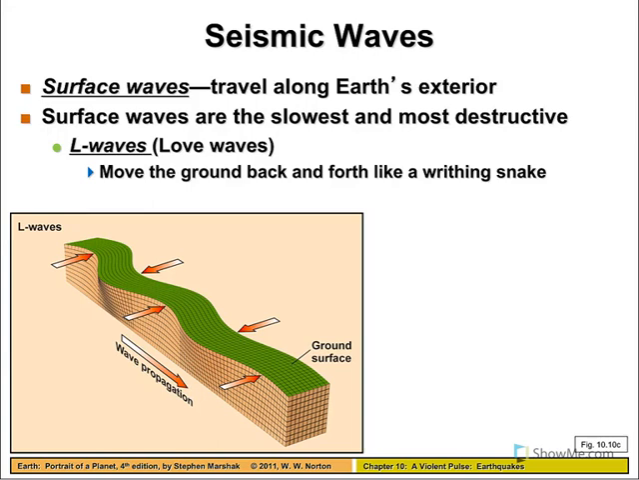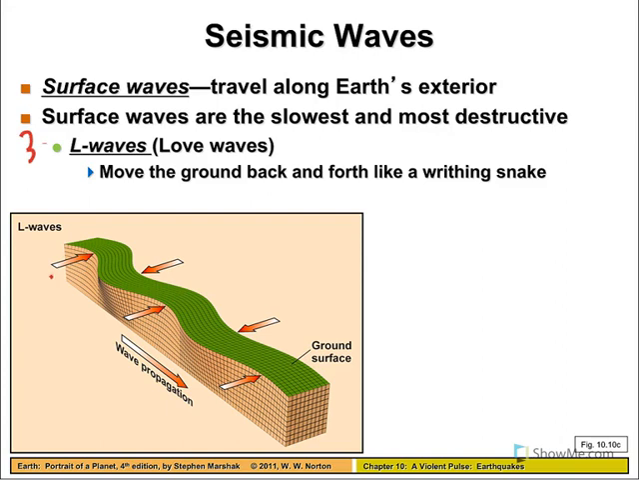Then we have our 2 surface waves. So the surface waves are really slow. They don't have enough energy to pass through the interior of the earth. Instead, they just come up to the surface, and these are the waves that really do all the damage on the surface. So the first one, which would be the 3rd fastest, if you're keeping track, would be the L waves or the Love waves.